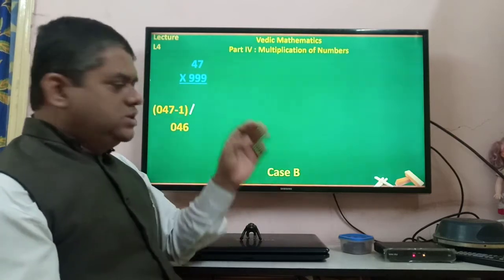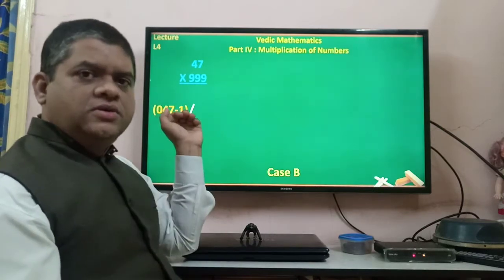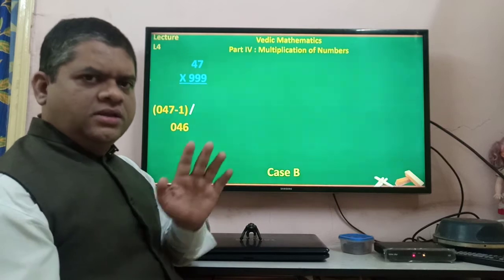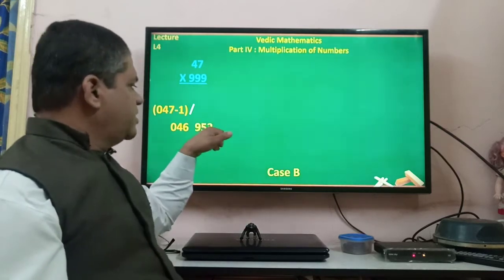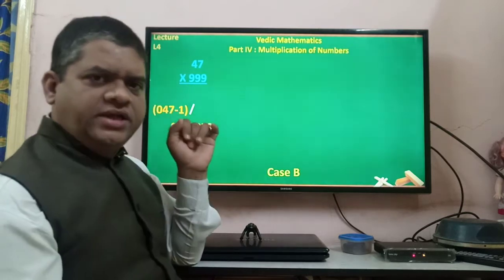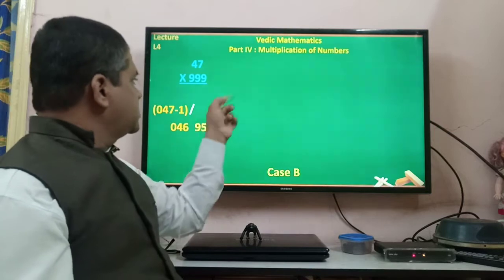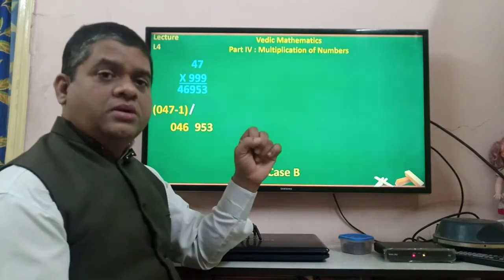What you need to do is obtain the complement of this. Very simple. Again, there is no actual multiplication. So you find the complement of 6 is 3, complement of 4 is 5, and complement of 0 is 9. So 46,953 is the answer of this product.